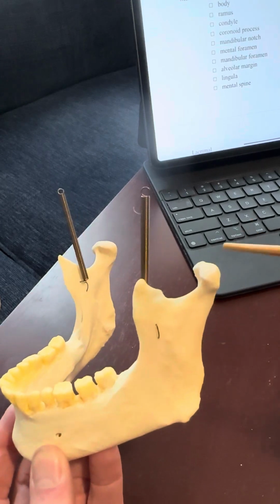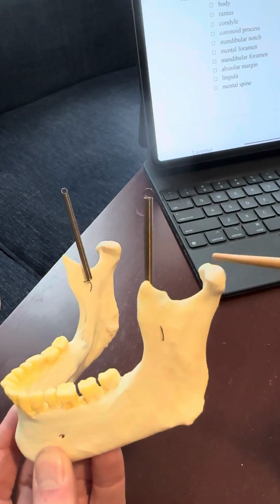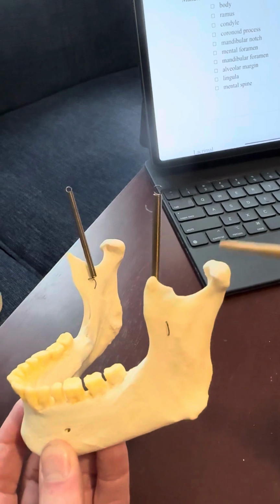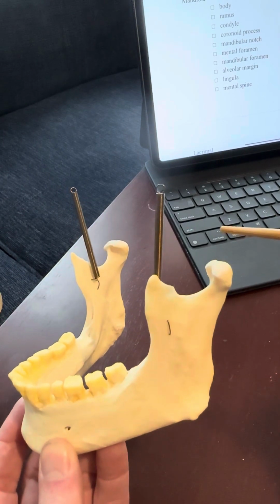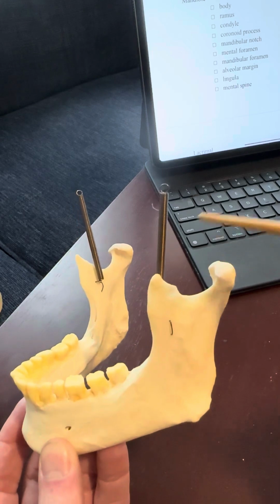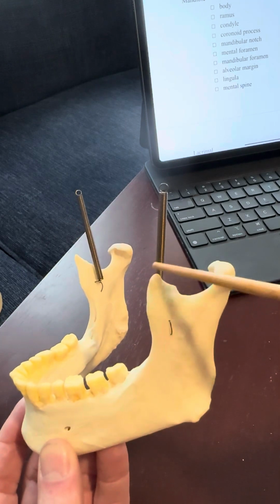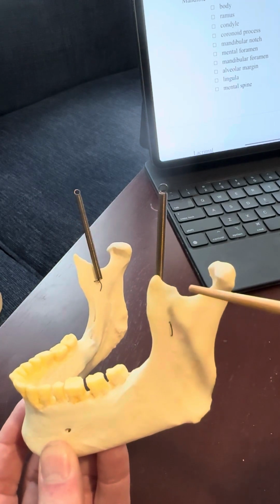On the ramus, we have the mandibular condyle or condyle. Remember, that's what formed the TMJ joint or temporomandibular joint. That's its attachment point to the skull. Condyle. Coronoid process.